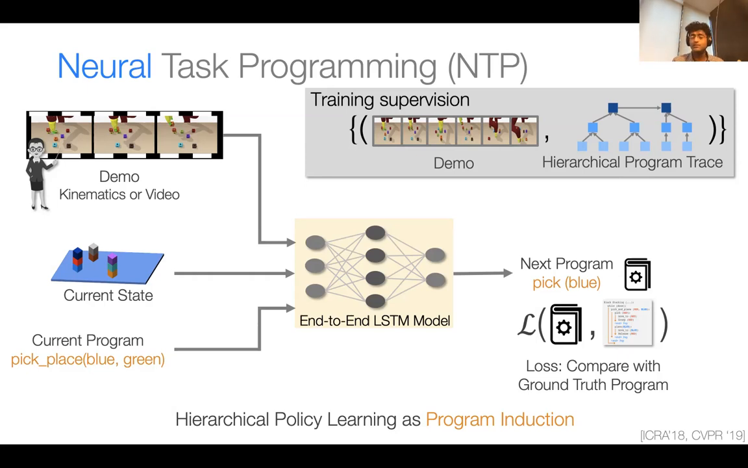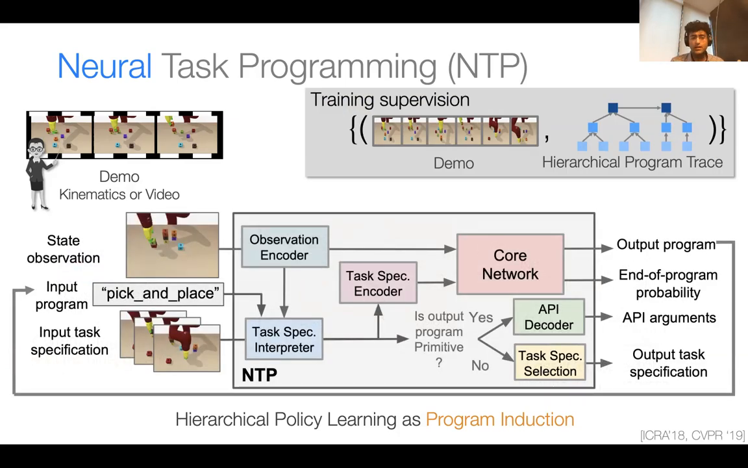So to train something like this, we essentially have a sequence of demos, and each of these demonstrations can be paired with a hierarchical program trace, which is essentially supervision on what programs we want the system to learn to run. So the key structure here is that these programs at the low level are modular, and our model is really learning to compose these programs on the fly.